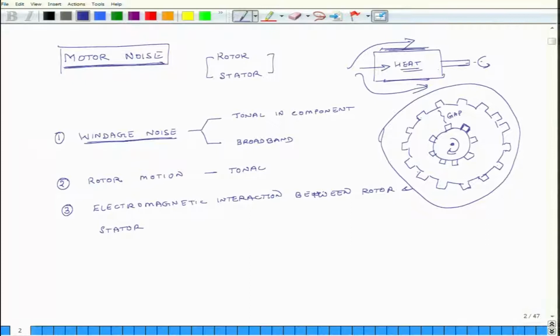So, as these components come close and go away from the magnetic field, there are contractions and expansions happening in the whole structure, and the frequency of those expansions and contractions because of electromagnetic interactions happening is dependent on the number of these blades, the number of these slots, and also the RPM. So, then because of this thing, this is also very tonal in properties.